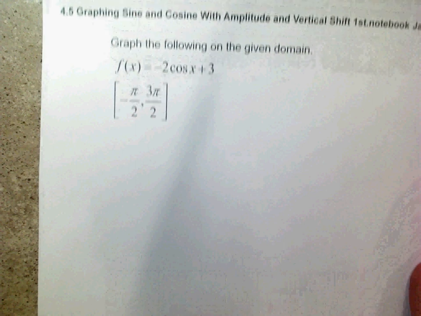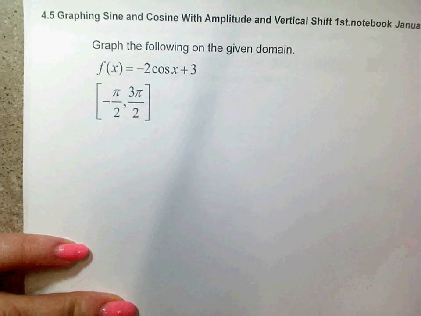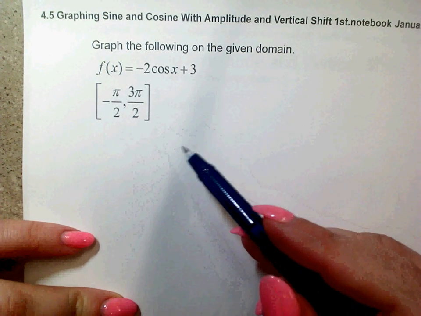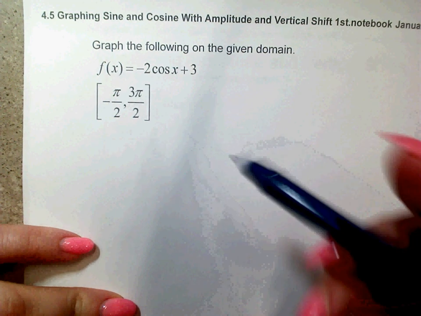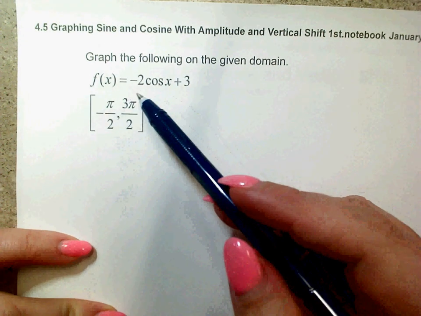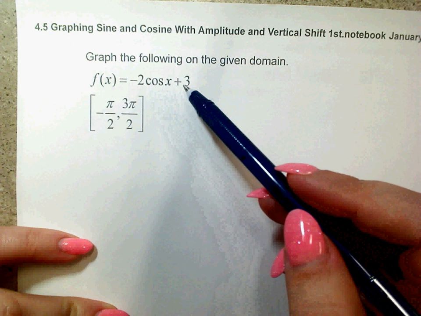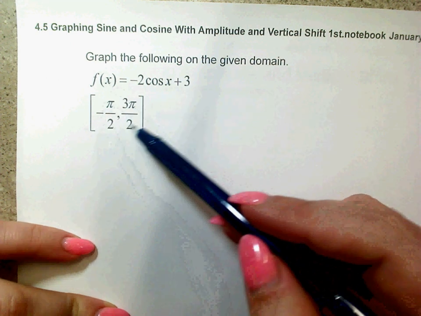So this first one, graph the following on the given domain. And I do expect to see these in your notes, all right? So first off, write down the function. Maybe pause it. It says f of x equals -2 cosine of x plus 3. And I only want you to graph on this window.